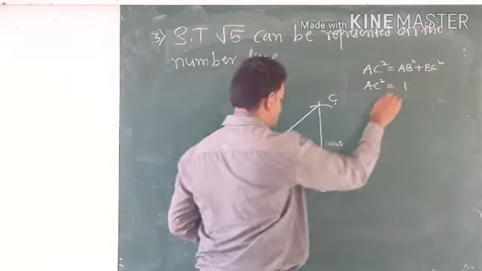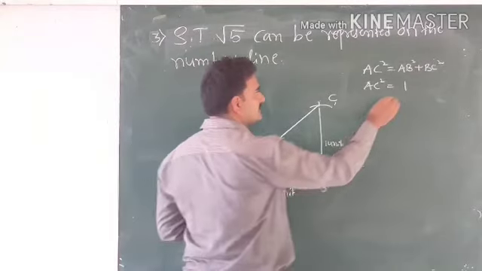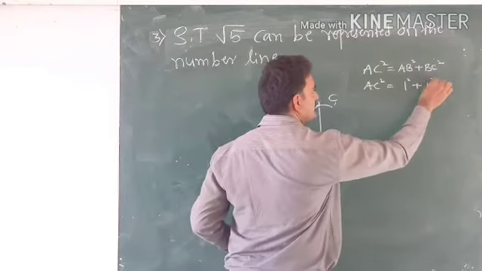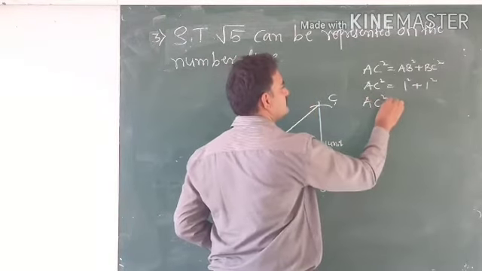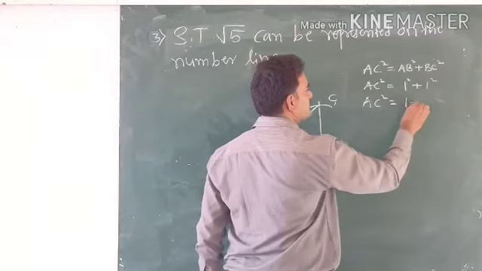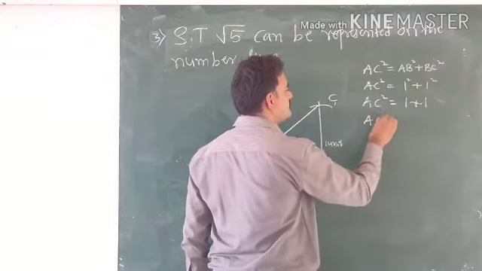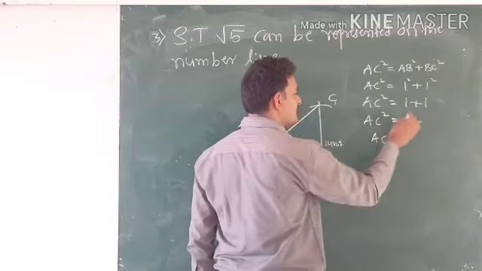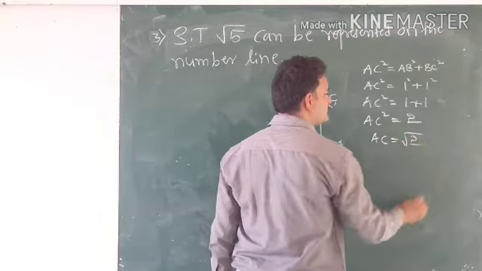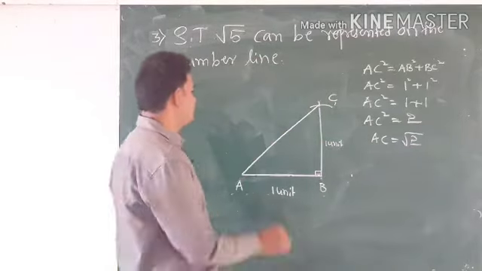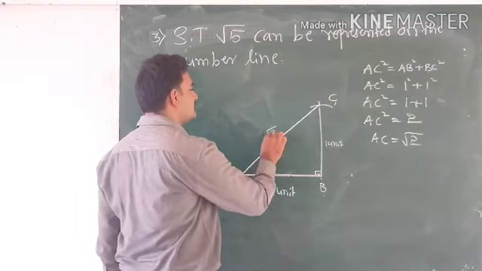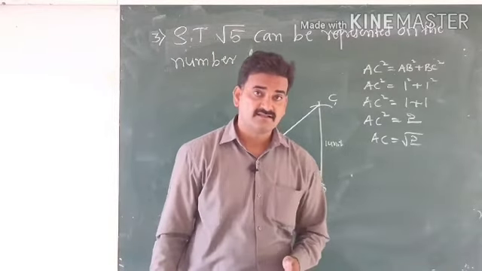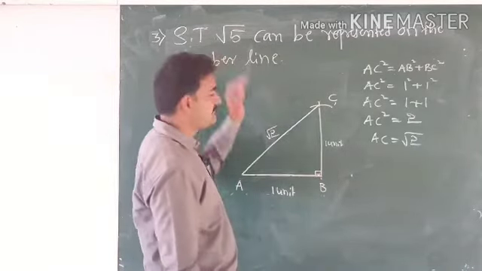AC whole square as it is. AB means 1 unit, 1 square. BC means 1 unit, 1 square. So AC whole square is equal to 1 square is 1 plus 1 square is 1. AC whole square is equal to 2. AC is equal to, square becomes root on that side. So AC becomes root 2. But we want root 5.